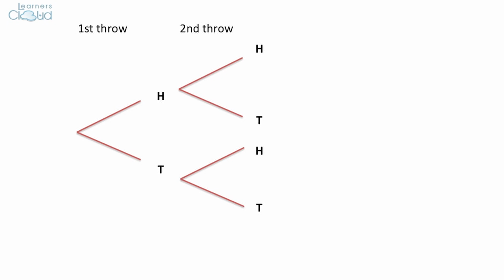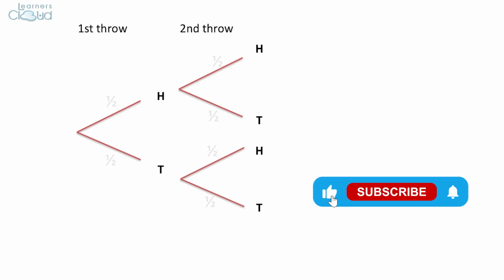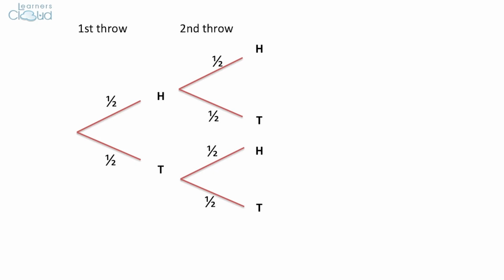Now, because this is a fair coin, all the probabilities of getting each one will be the same. So we see our probabilities here are a half for each possible outcome. What the probability tree gives us is a journey we can go on to work out the solutions to any given question. Now, to work out the answer to any given journey, we multiply along those branches.